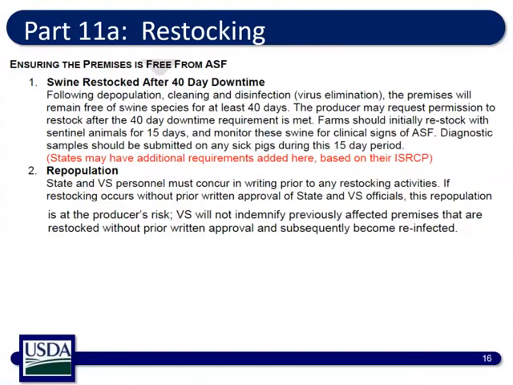And then the other piece, along with repopulation, is we would use sentinel animals for a 15-day period and basically look for any clinical signs of ASF in those animals to make sure that all of the efforts that we'd done up to that point were effective and that we aren't going to completely restock, say, 2,400 sows and then have a rebreak. We want to have some sort of sentinel period where we're putting in a few animals and looking to see if there's any evidence of rebreak at that point.